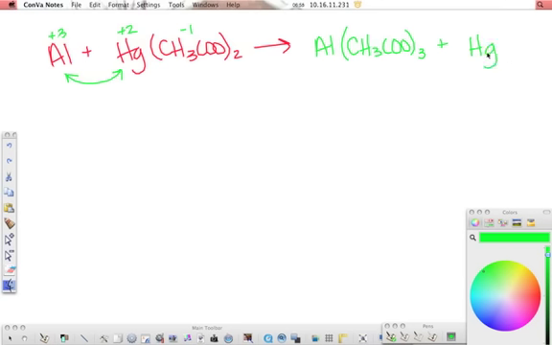And then to balance this out, we have 1 aluminum, 1 mercury, 1 mercury, 2 acetates, 3 acetates. Least common multiple for 2 and 3 is going to be a 6. So what do you have to do to a 2 to get 6? Well, you've got to multiply it by 3. What do you have to do to a 3 to get 6? You've got to multiply it by 2, which means we now need to put a 2 in front of this aluminum and the 3 in front of this mercury.